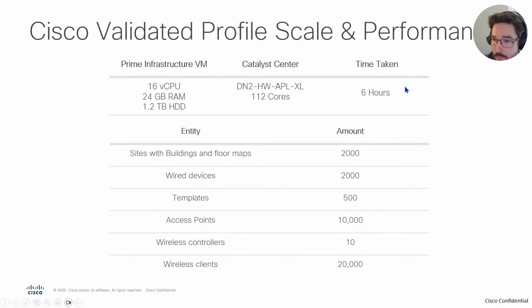Now, 6 hours might seem like a lot of time, but that is a lot of data we're moving over from Prime to Catalyst Center. So it is very quick at getting the data over. It just needs to sort through and send that data from one system to another.